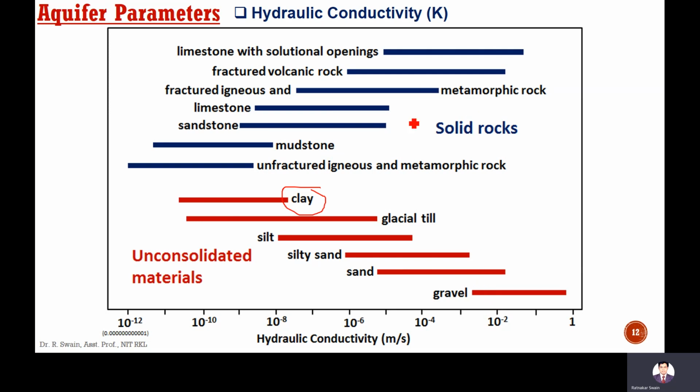These are the different solid rocks: metamorphic rock, mudstone, limestone, sandstone. The hydraulic conductivity of the solid rocks is given. You can see the mudstone and unfractured igneous and metamorphic rock have very low values. But limestone and fractured volcanic rock are fractured rocks, so the permeability, the hydraulic conductivity, will be more.